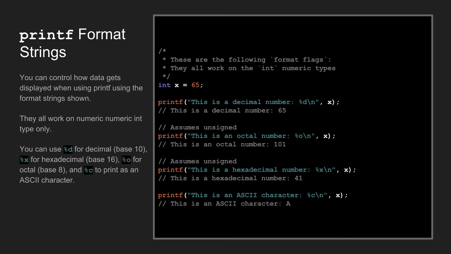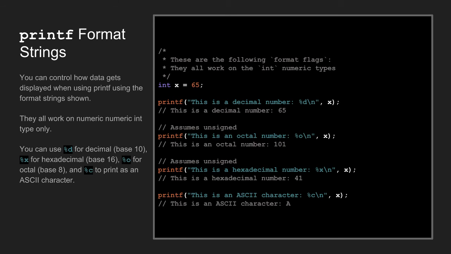You can get printf to not only print decimal numbers, so that's base 10, but you can get it to print octal numbers, which is base 8, which is only the digits 0 through 7. You can get it to print hexadecimal, which is very handy, as I'll demonstrate in a minute. And you can even get it to print numbers as ASCII characters. As you can see, %d prints a decimal number, %o prints an octal number.